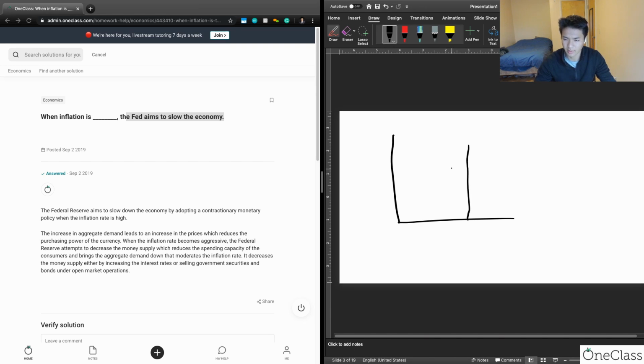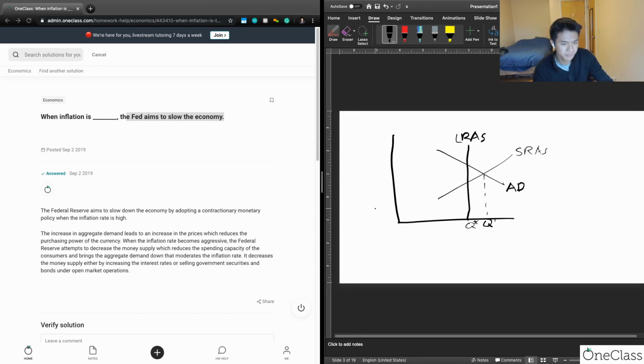Let's say this is long run aggregate supply, and we have short run aggregate demand and short run aggregate supply. So this is what we refer to as an expansionary gap, where the short run equilibrium has a quantity that is higher than the optimal quantity, which is in the long run supply.